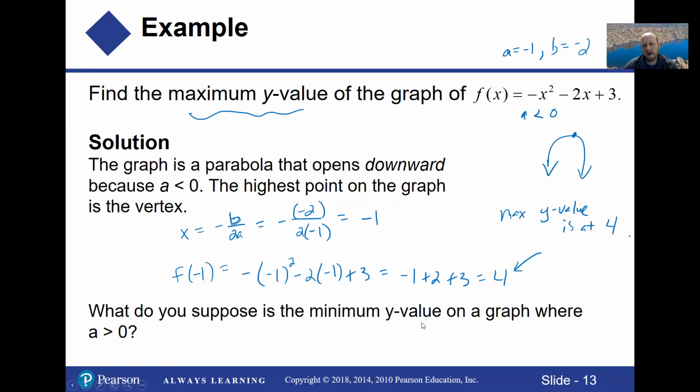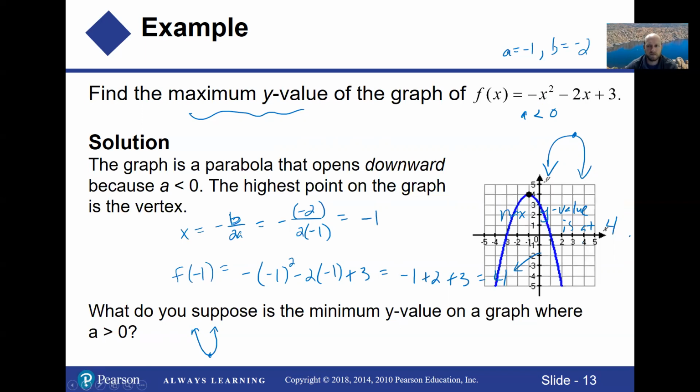What do you suppose is the minimum y value on a graph where a is greater than 0? Just a couple points here. Since a is greater than 0, it's going to be opening upward. I don't really know what the minimum y value is; I would have to figure that out. But the point is a is greater than 0, so it is going to open upward. To figure out where the vertex is, I am going to need to know either what the graph looks like, or the equation of the quadratic, and then I could substitute. And there's the graph. I just filled it in there.